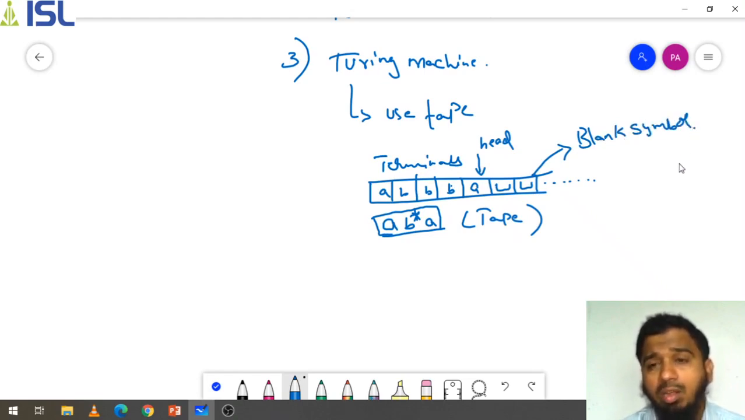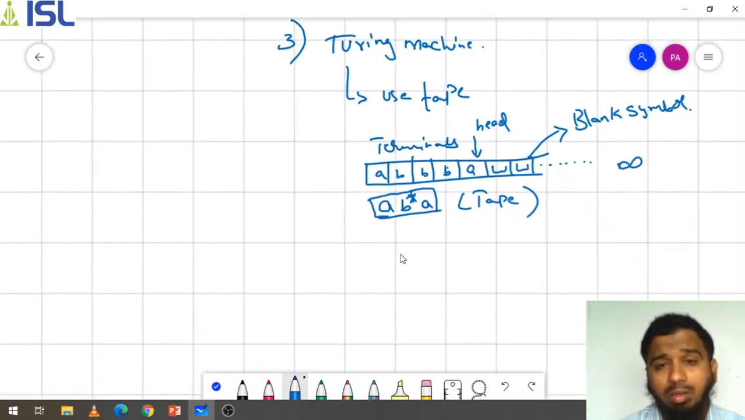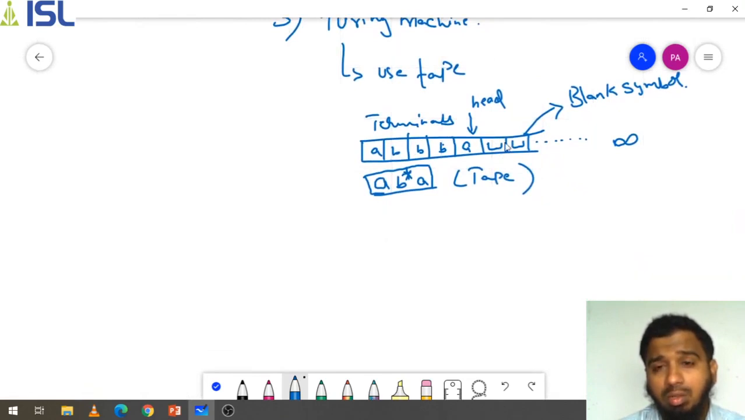And what is this dot dot dot? This is infinite. The blank is not part of the terminals, but it is also not empty; it is a special symbol. And here are the alphabets.